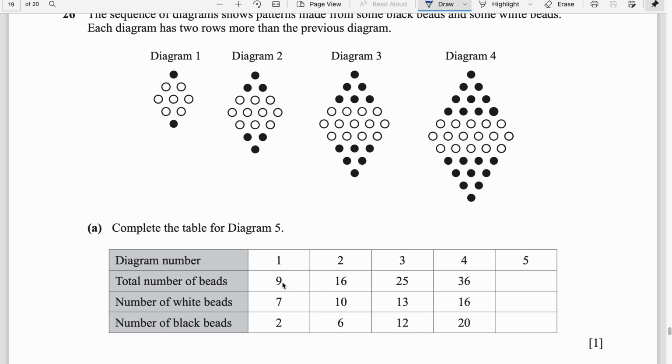If you observe, this is square of 3, then square of 4, square of 5, square of 6. So square of 7 is 49. Then the white beads are 7, 10, 13, 16. It is increasing by 3. This is 19. Keep observing the pattern closely. When you subtract these two, you get 2. 16 minus 10 is 6. 25 minus 13 is 12. Following the pattern, 49 minus 19 is 30.